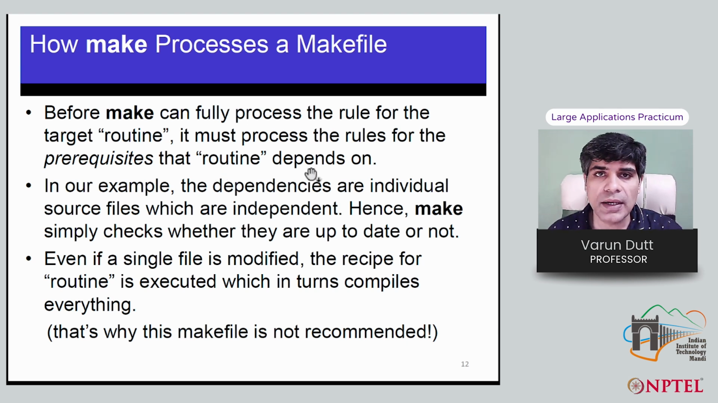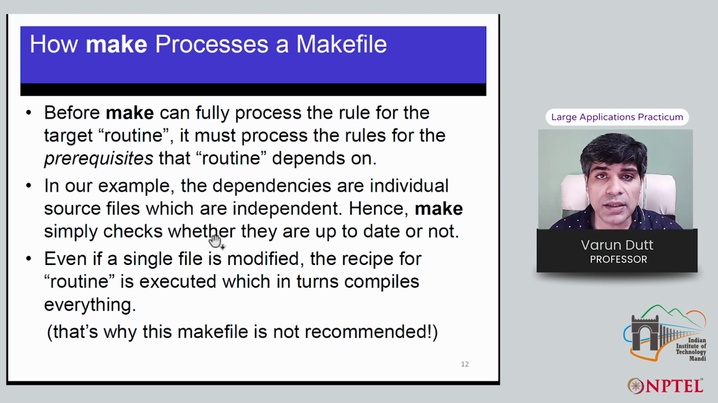Remember that a rule consists of the target, the prerequisites, and the recipe statements. So if Make has to create a target, it first needs to understand the prerequisites. And if there are rules for those prerequisites, then it must process those rules first before it can process the rule for the default goal or the target. In our example from the last class, the dependencies are individual source files like the sleep, eat, code .cpp files, which are independent. Hence, Make simply checks whether they are up to date or not, and we don't need to do anything.